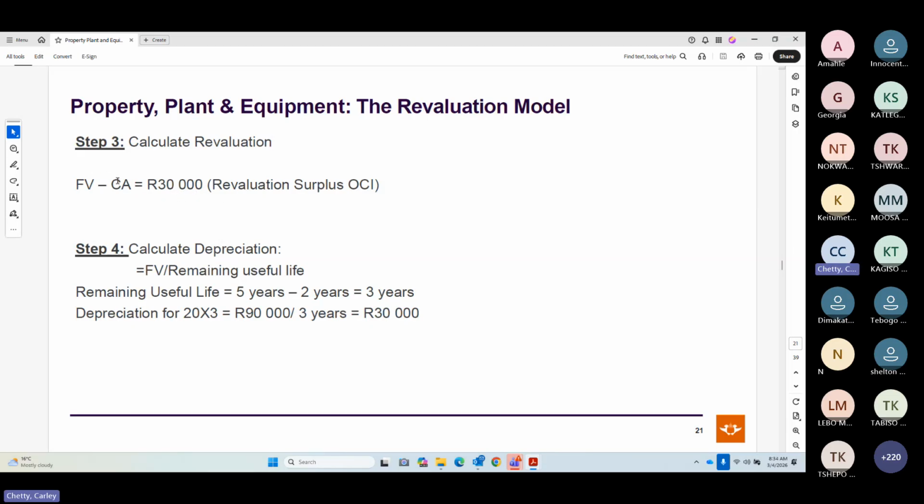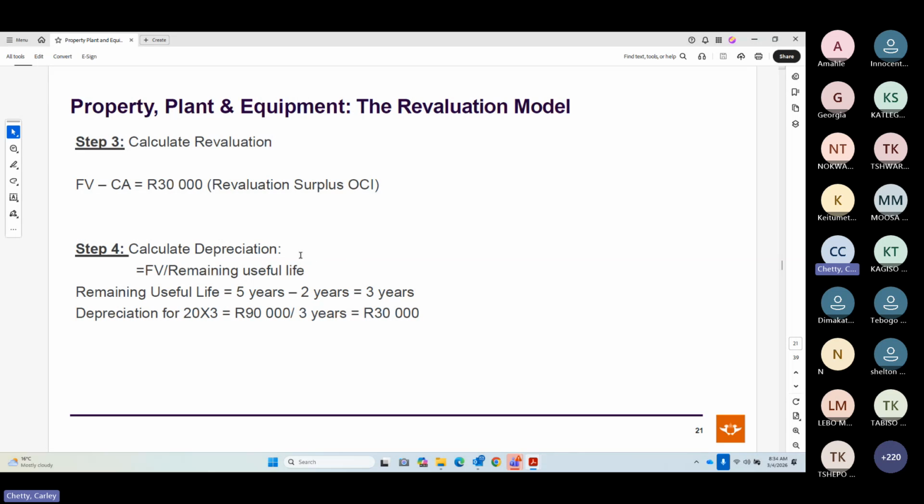So when we compare the fair value and the carrying amount, there's a difference of 30,000 between the fair value and the carrying amount. So that 30,000 now is going to be our revaluation surplus, and that is going to go to other comprehensive income. So the revaluation surplus account will be credited with 30,000. So we will debit PPE plant 30,000 and credit revaluation surplus 30,000.